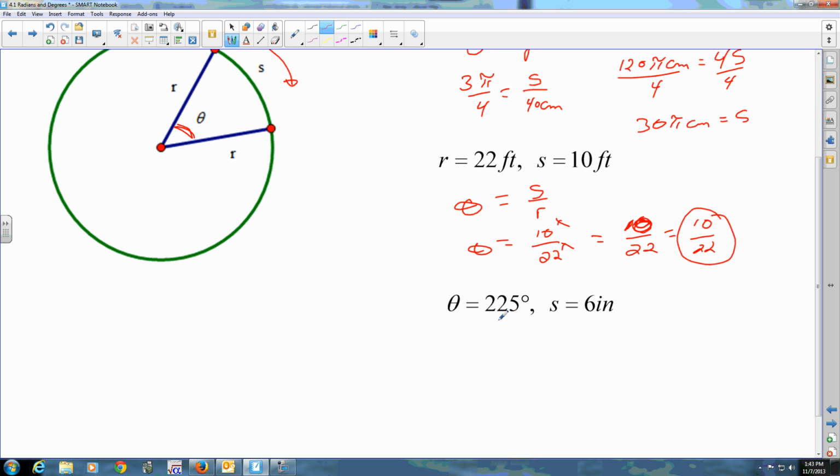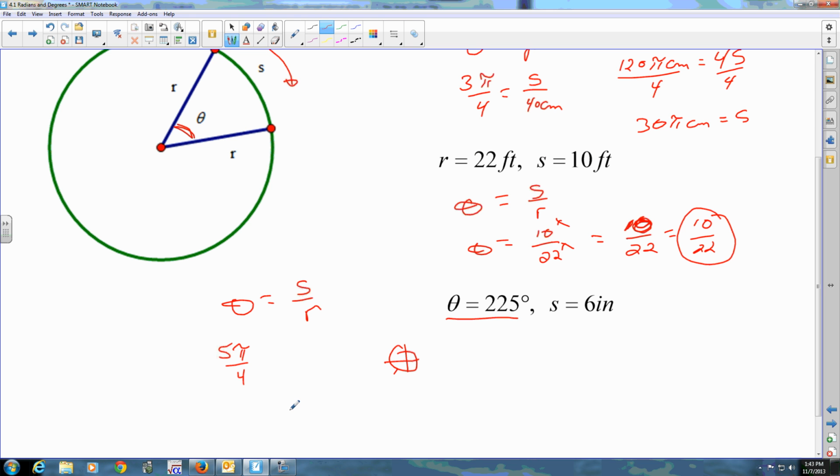Okay, in order to use this, theta equals S over R, this is the definition of radians. It is not the definition of degrees. So when you plug an angle in here for theta, it has to be in radians. And if you remember back from the unit circle, 225 degrees was hanging out right there. So I believe that's going to be 5 pi over 4. It's the same angle, 5 pi over 4.